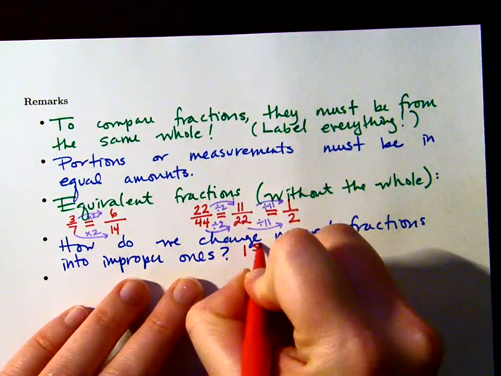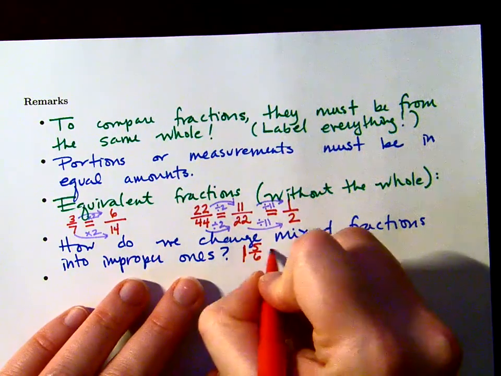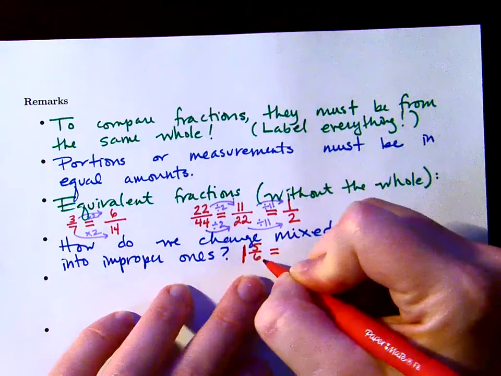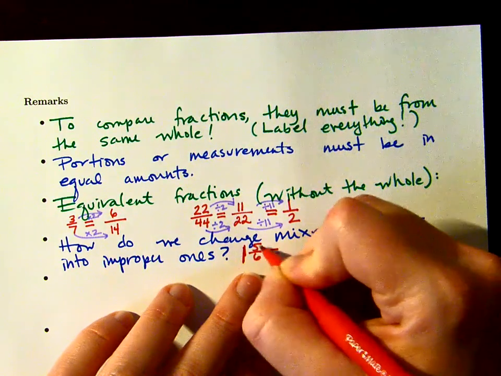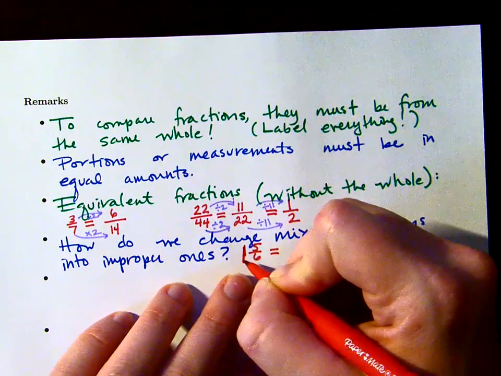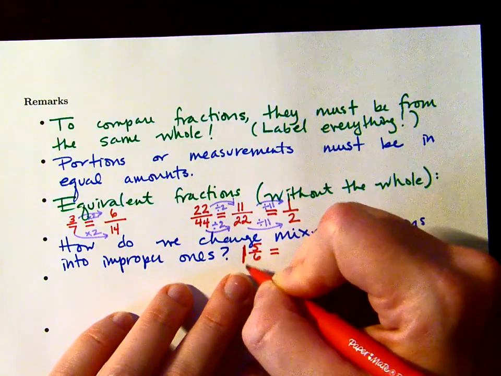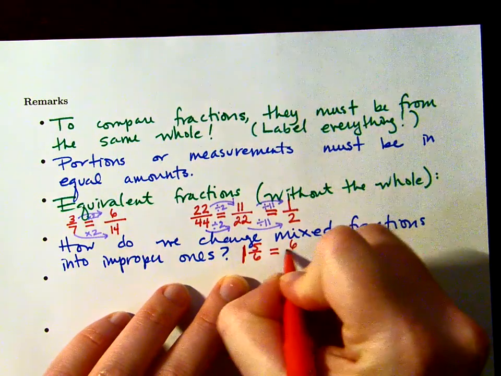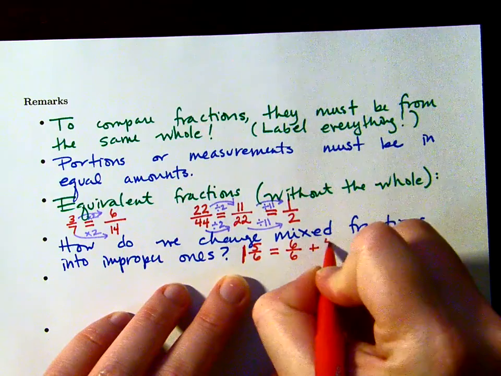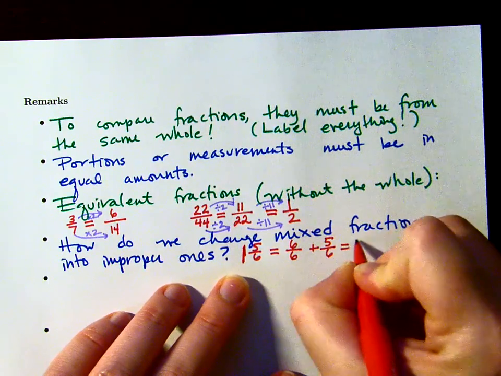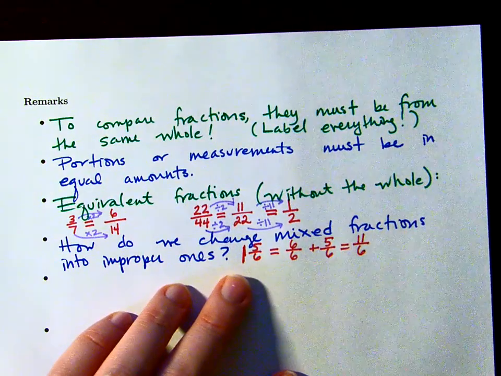So let's suppose I have 1 and 5/6. Well, if this is cut into 6 equal pieces, and we only have 5 of them, I'm going to cut this into 6 equal pieces, but we have a whole, so that's 6 out of 6 pieces. So really we have 6/6 and 5/6, and that makes 11/6.